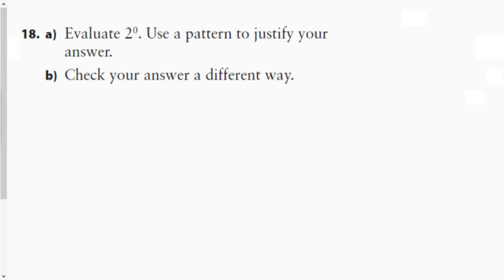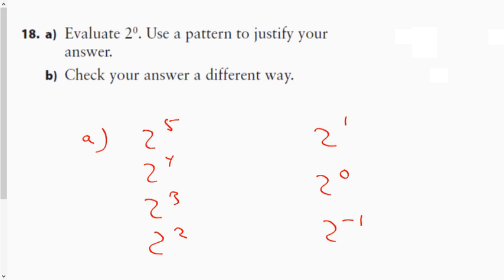Question 18. Evaluate 2 to the exponent of 0 and use a pattern to justify your answer. Well, if you look at your notes, you actually have this answer here. If I did 2 to the 5, 2 to the 4, 2 to the 3, 2 to the 2, 2 to the 1, 2 to the 0, and you know what, just for giggles, I'm going to go 2 to the negative 1 and 2 to the negative 2.